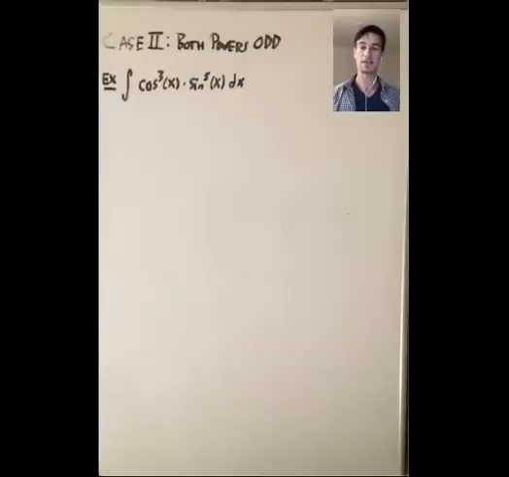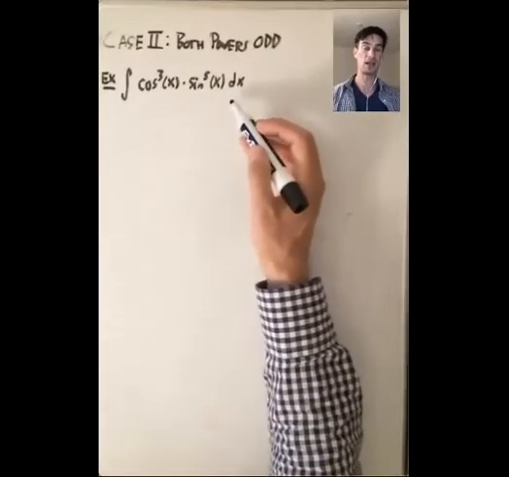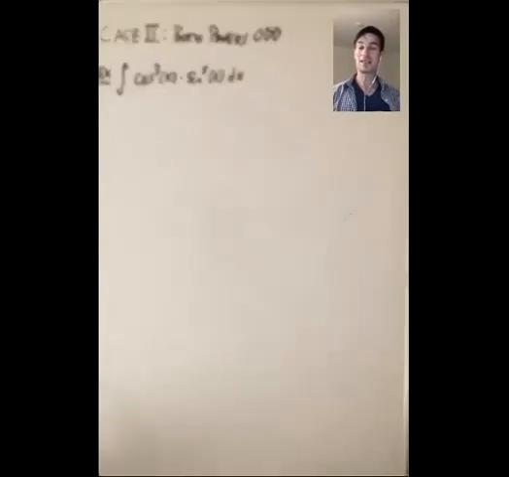The next case we'll discuss is what to do when both your power of cosine and your power of sine are odd. Here's an example problem: cosine cubed x times sine to the fifth x. What did we do in the last example?